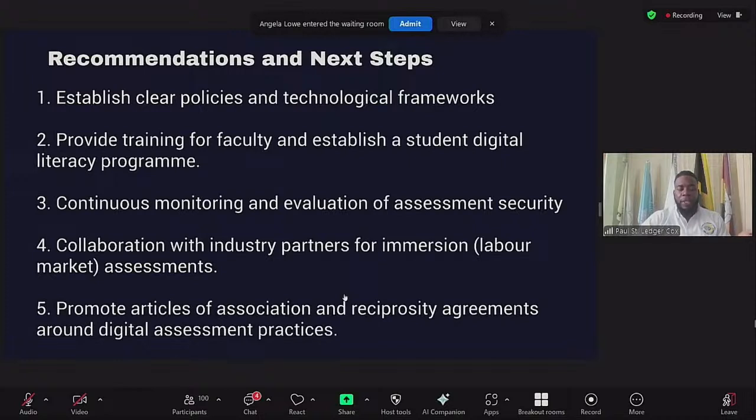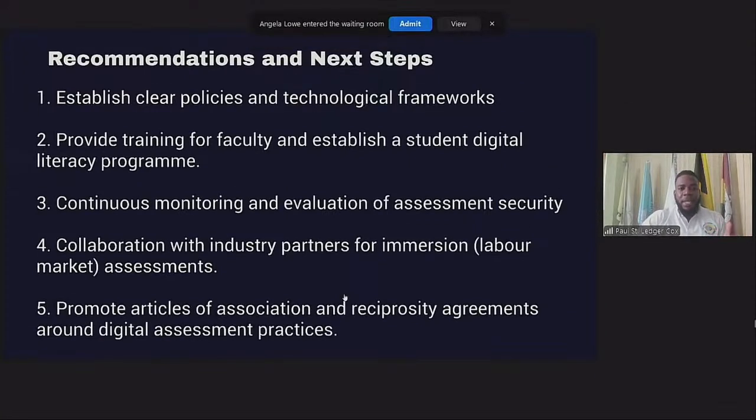Establish a student digital literacy program, because we oftentimes take for granted that because our students have the devices, they know how to effectively maneuver and use them. We can't take it for granted, so it is best that we structure and have something in place for them to be au fait with the different learning management systems and platforms. Colleagues, there ought to also be continuous monitoring and evaluation of our assessment security. Data breaches happen minutely, hourly, secondly, and we always have to ensure that we have systems in place and backup systems in place to ensure that there is continuous monitoring.